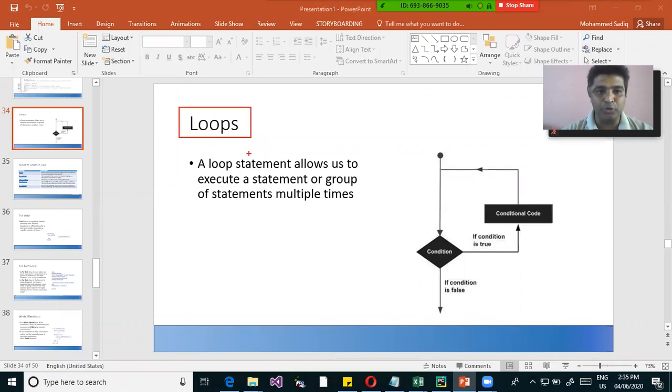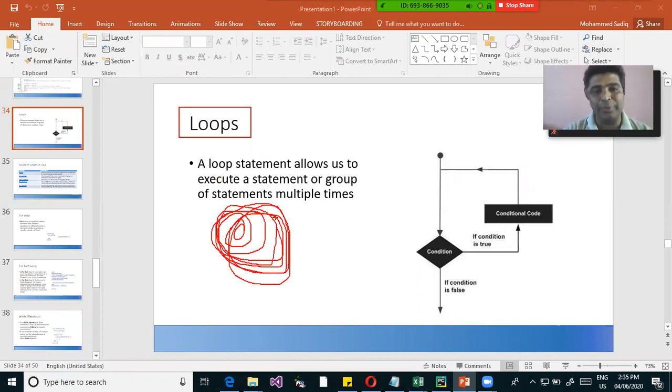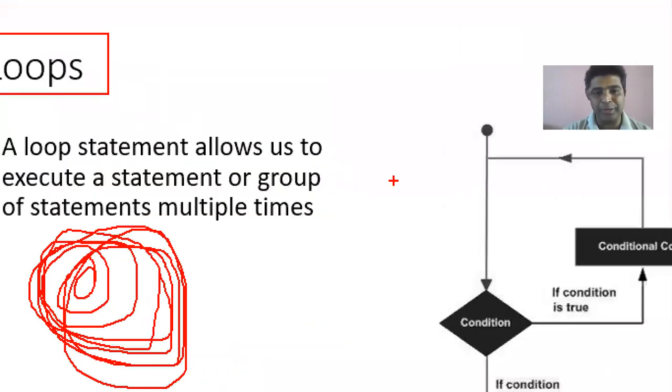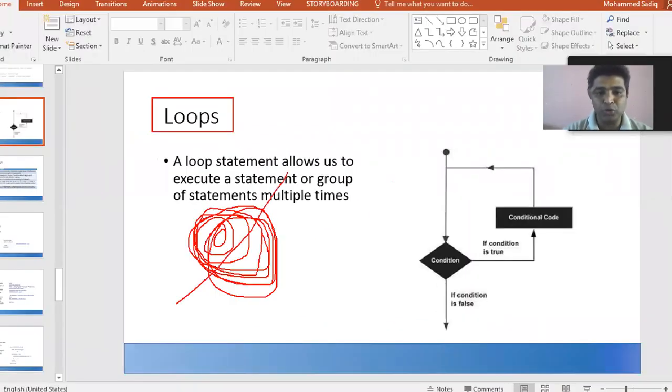Generally, when I talk about loops, you want to execute some statements multiple times. A loop is like executing again and again. When you put a loop, we need to ensure that somewhere the loop has to stop. Otherwise, it becomes an infinite loop.